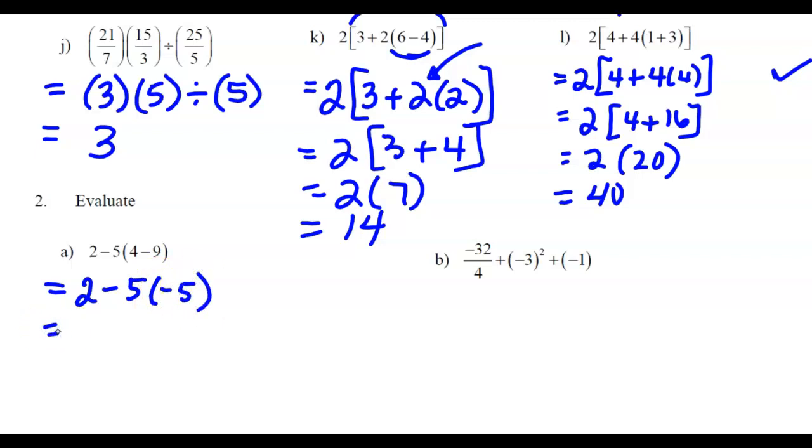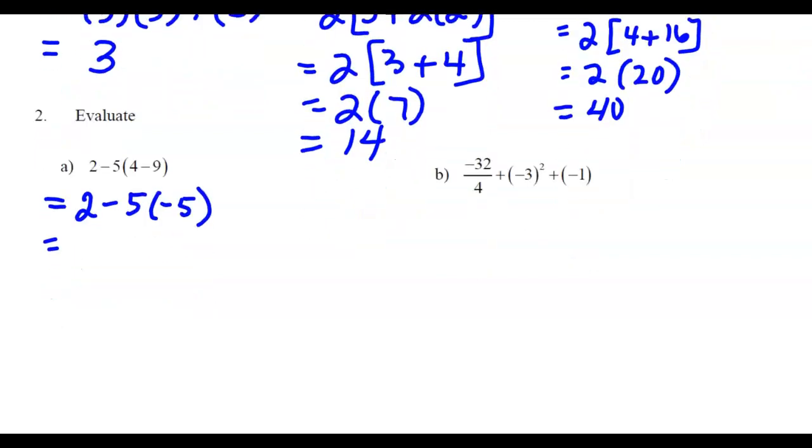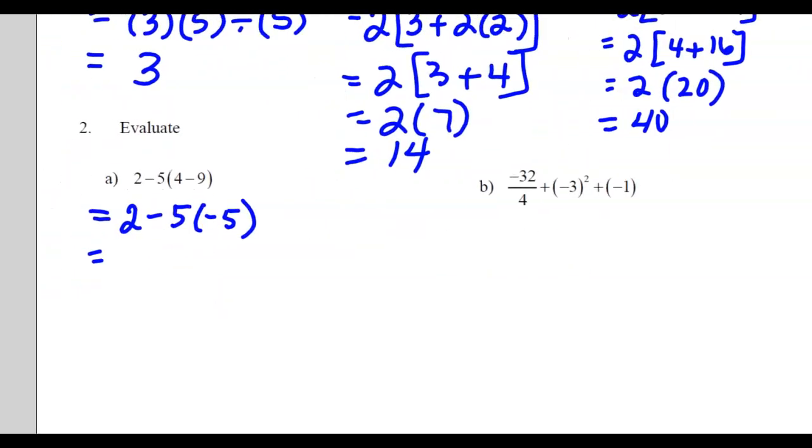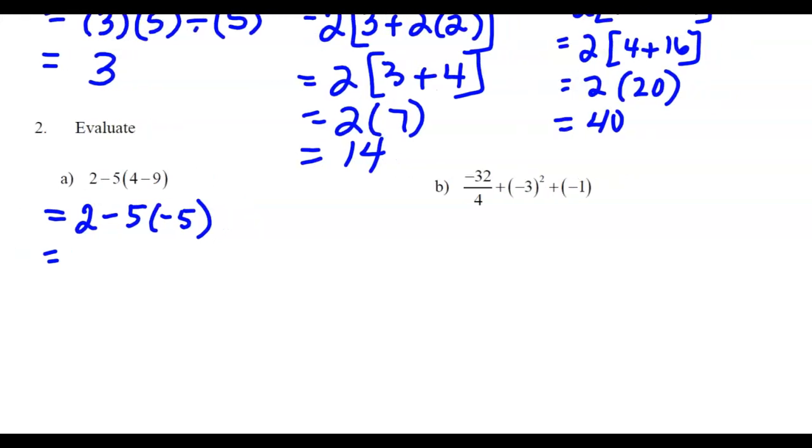Okay, so question 2 might have negatives, as I said. Most of question 1, there's only one question that ended up having negatives. In question 2, so brackets, 4 minus 9 is negative 5. Then we do the multiplication.